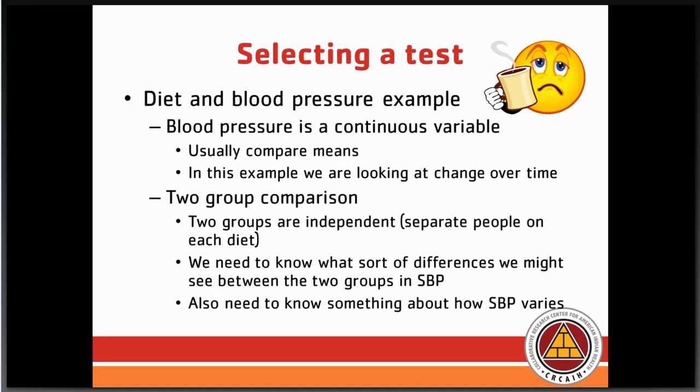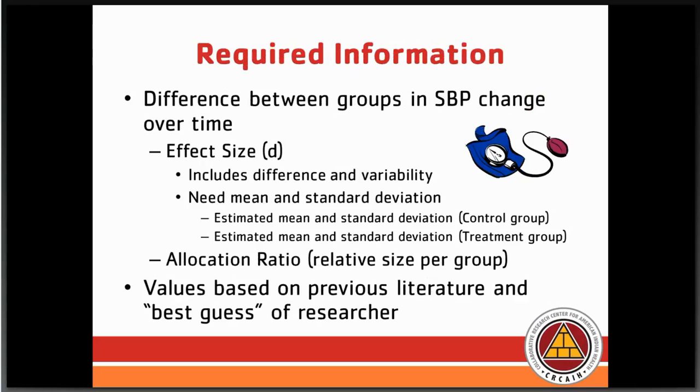We also need to know what sort of differences we might be expected to see in the two groups with regard to systolic blood pressure. And then we also need to know about how systolic blood pressure may vary in our population. When we calculate sample size, there's a number of different ways that you can talk about the differences in change over time. And one of the most common ones that we'll see in our G-Power software is the effect size, and that's called D. So effect size includes both the difference between groups and their variability.